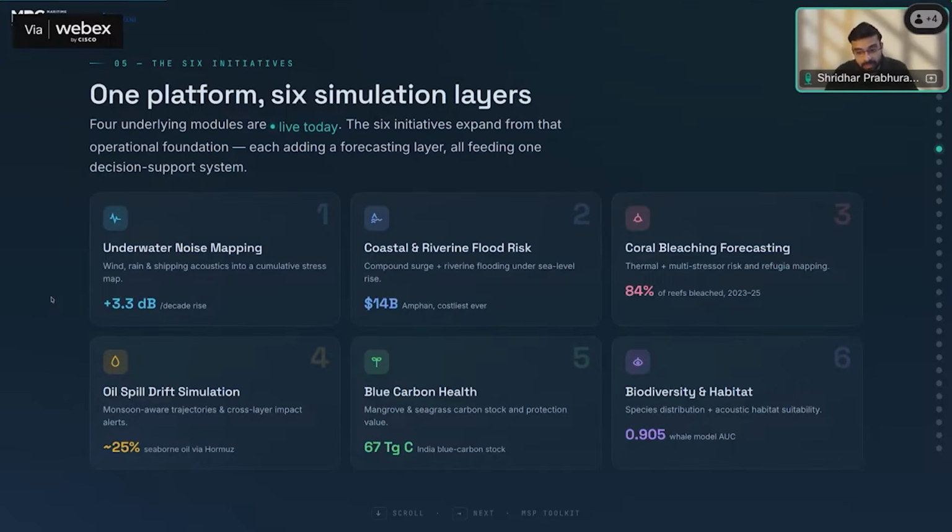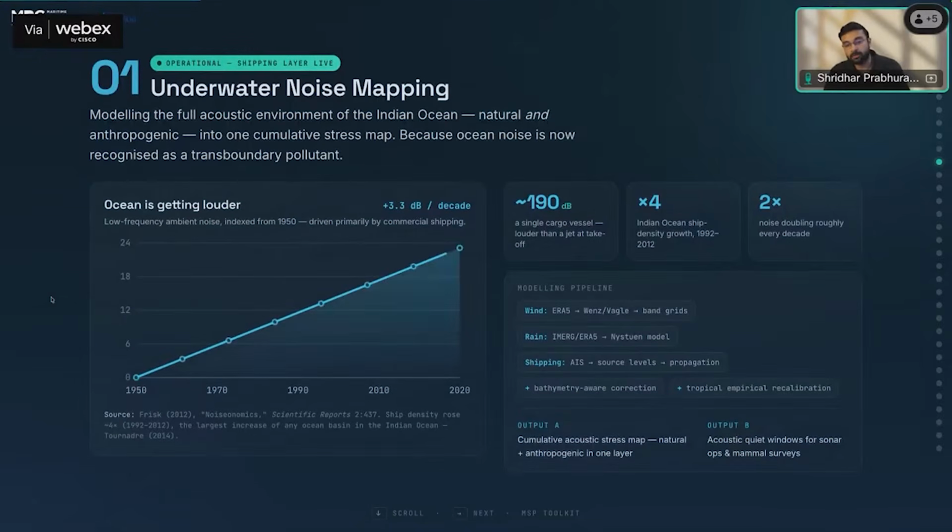And the last one is biodiversity and habitat. We have multiple species present in the Indian Ocean region, be it blue whales, green turtles, baleen whales, and so on. We want to map where these species are present and how the migratory patterns of these species come into the picture. And this is not just about identifying where the species exist today, but also identifying the food chain of these particular species. Again, we'll talk a bit more on that.